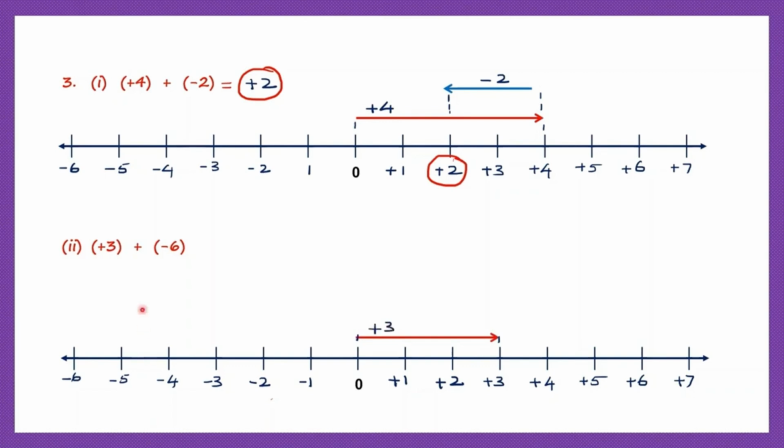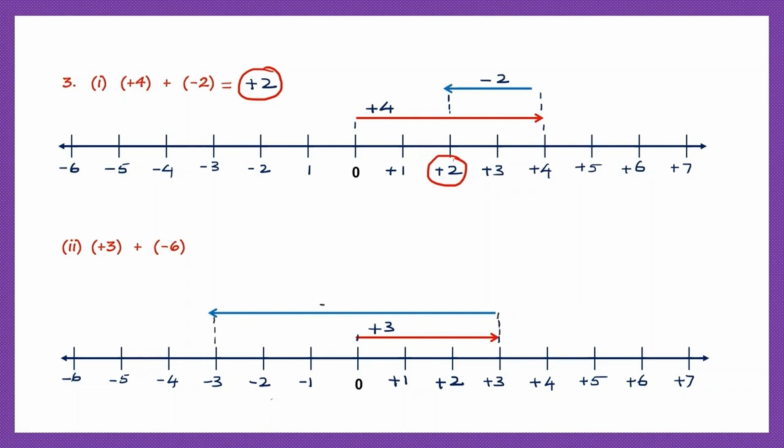Now look at the second integer. It's minus 6. That means wherever you stopped, from there you're going to move 6 places to the left because it has a minus sign. So let's see 6 places from plus 3. 1, 2, 3, 4, 5, 6. So we are going to stop at minus 3. We are starting from plus 3 and we're going to stop at minus 3. So we've drawn that and we've stopped at minus 3.